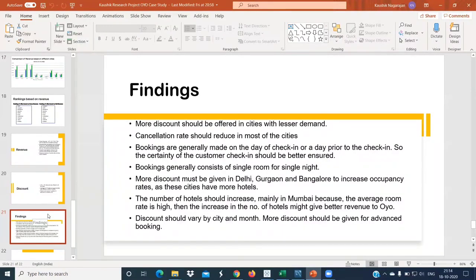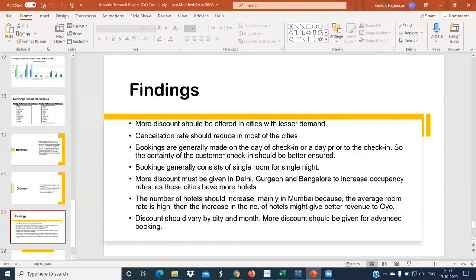More discount must be given in Delhi, Gurgaon and Bangalore to increase the occupancy rate. The number of hotels should increase mainly in Mumbai because the average room rates were observed to be very high in Mumbai. Then the increase in the number of hotels will give better revenue and earnings to OYO. Discount should vary by city and month.